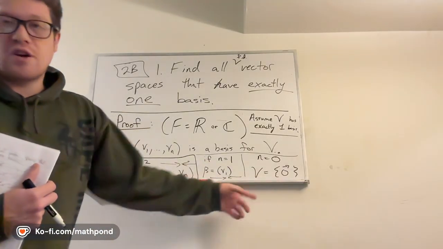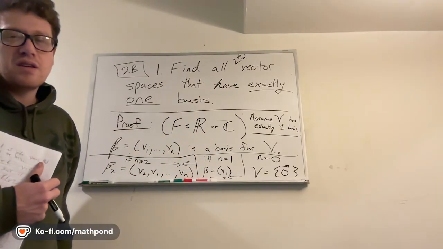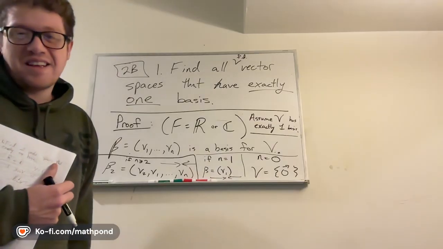So what part of this argument fails if the field is not real or complex? That's the question. And Rex, you're not allowed to answer.